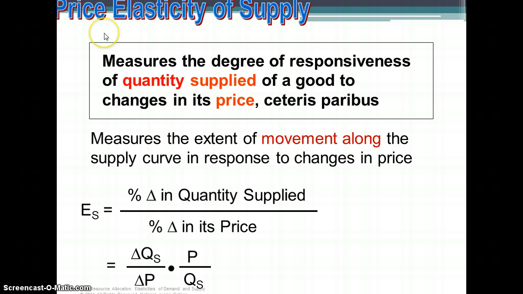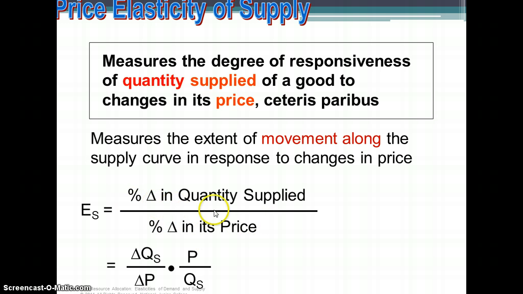The definition of PES: it measures the degree of responsiveness of quantity supplied of a good to changes in its price, ceteris paribus. So when there is a change in the price, the quantity supplied will change, and it is illustrated by a movement along the supply curve. For PES, we are measuring the extent of movement along the supply curve in response to changes in price.